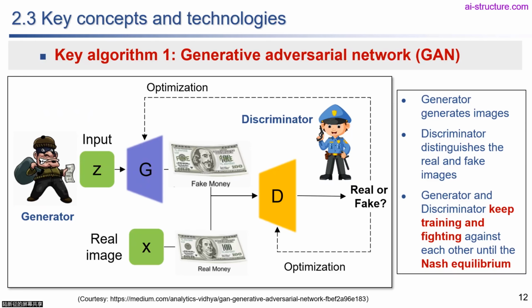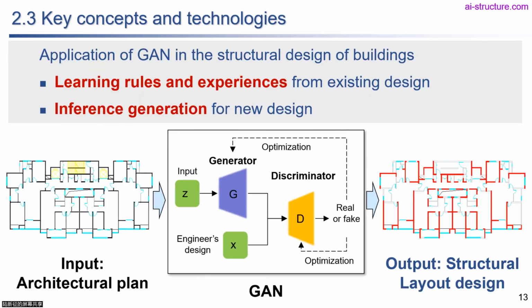If it identifies an image as computer-generated, the generator will go back and optimize its parameters to improve its generation capacity. And if the discriminator fails to identify the fake image, it will optimize its parameters to give a better identification capacity. So they fight against each other, and finally the neural network can generate an image as good as the real-world one.